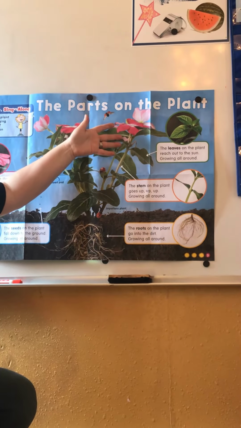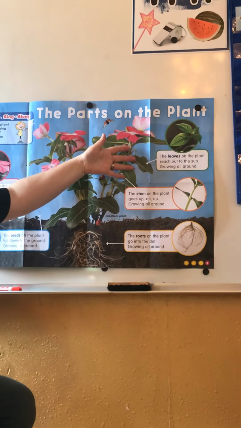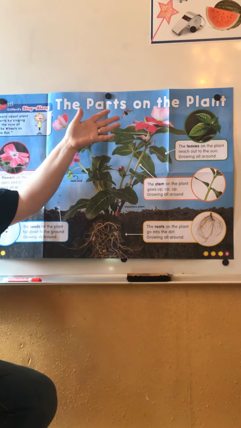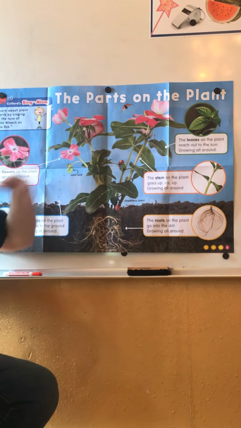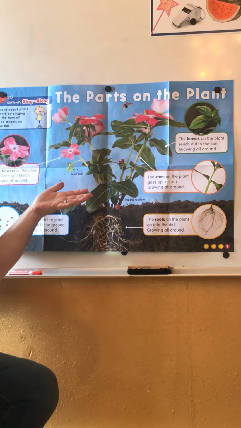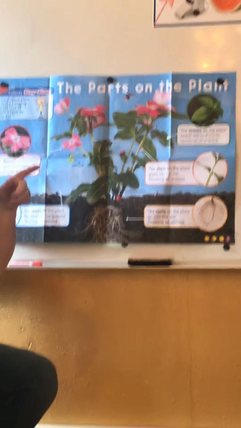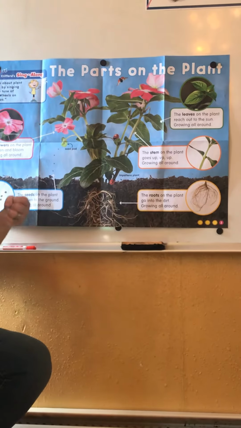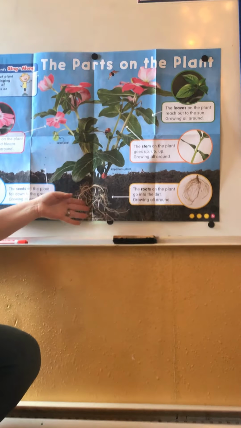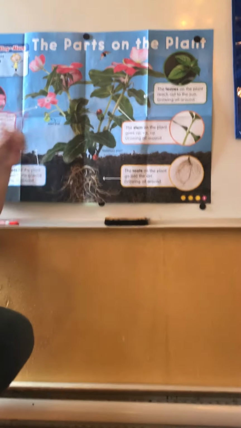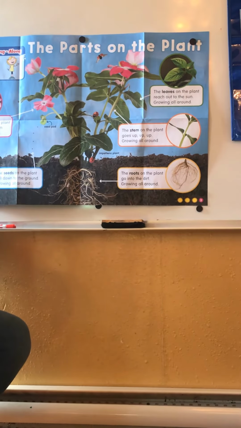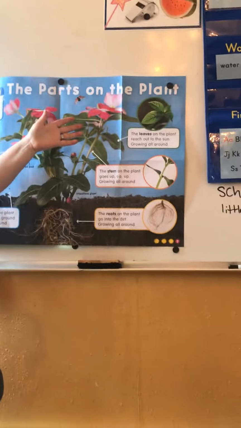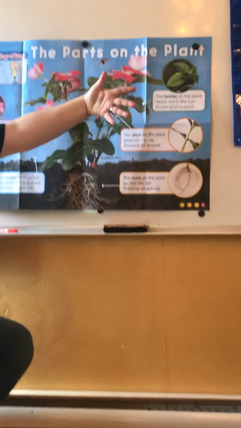Why does a plant... Okay, the leaves reach out to the sun and soak up the sun, right? We talked about the plant needs sun to grow big and strong. So the plant needs water, the plant needs vitamins, also known as nutrients from the soil, and the sun. The leaves reach out to the sun, right?